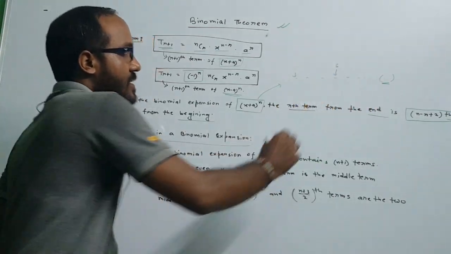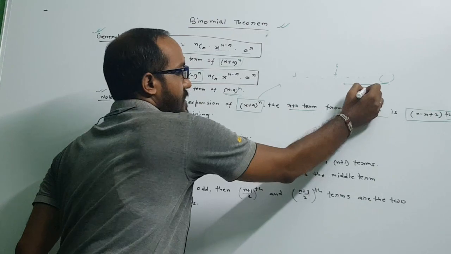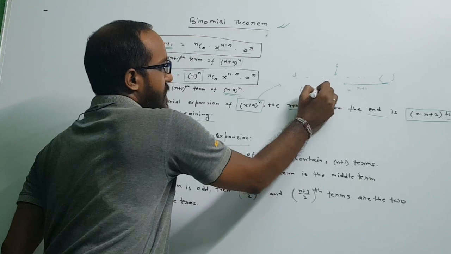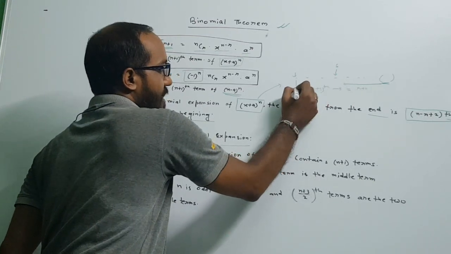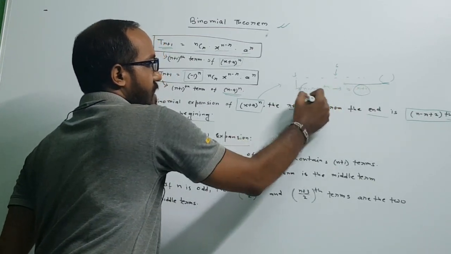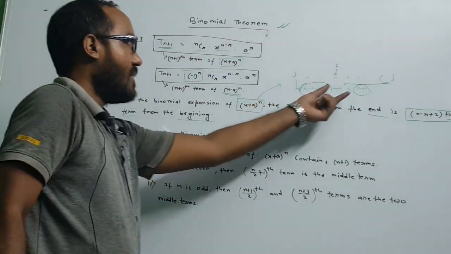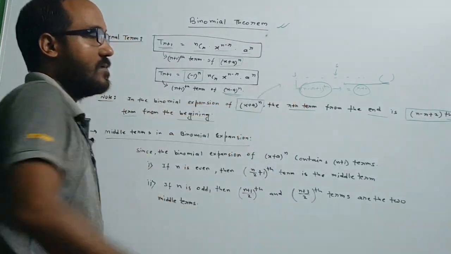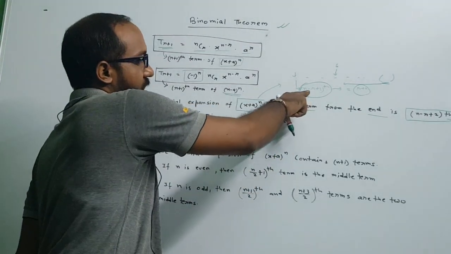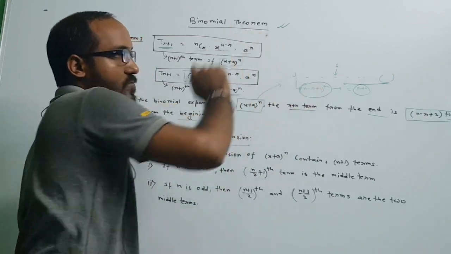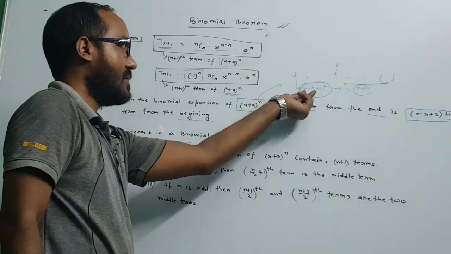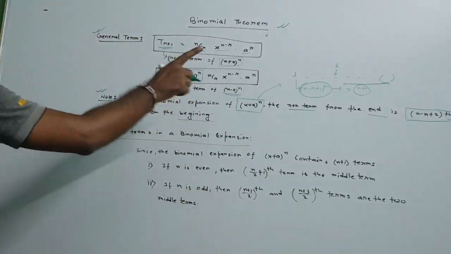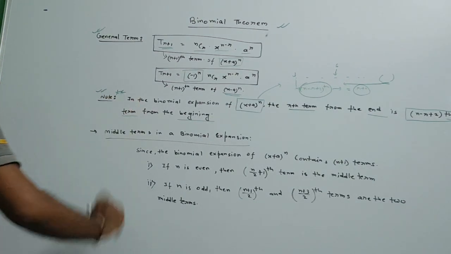The rth term from the end is equivalent to the n minus r plus 2th term from the beginning. So these two things are equal. If they ask you to find the 6th term from the end, let us say n is 8, so you have to find 8 minus 6 plus 2th term from the first. You will get the same answer. So this is very important, extremely important.